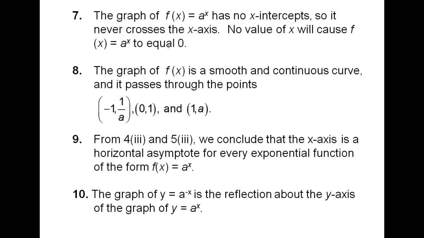The graph is a smooth and continuous curve, and it passes through these points always. Negative 1 gives you 1 over a, 0 gives you 1, and 1 gives you a, right? From the previous numbers 4 and 5, we can conclude that the x-axis is a horizontal asymptote for every exponential function. If you recall what the two functions looked like, you had one that hugged here, and then one that hugged on the left, right? So they both came down and hugged the x-axis.